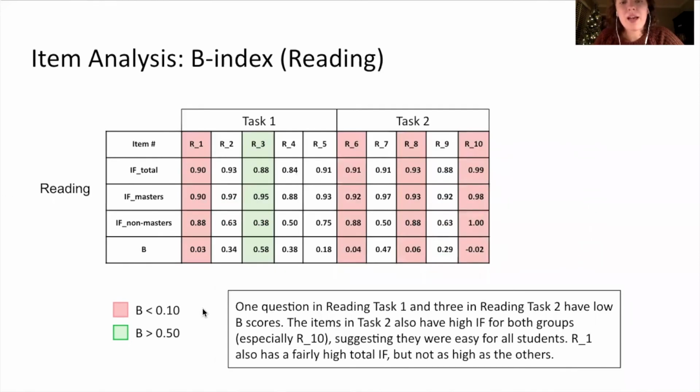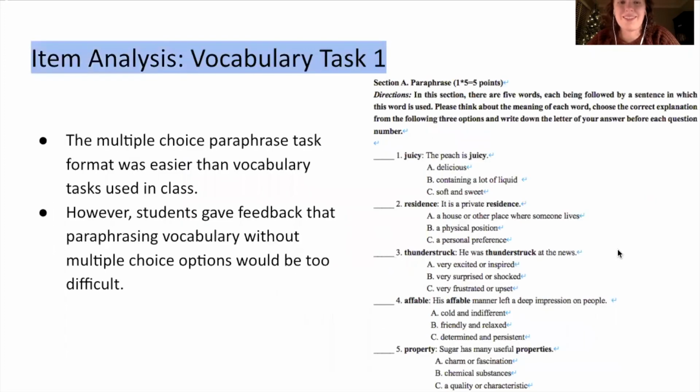And in the reading task, we see in general similar things. We have one question that had a very high B, and then in task 1, one question that had a very low B. Most of them are somewhere in between. And then in task 2, we did see 3 items that did have a very low B as well. So both task 1 in vocabulary and task 2 in reading are tasks we're going to take a closer look at for the rest of our item analysis.